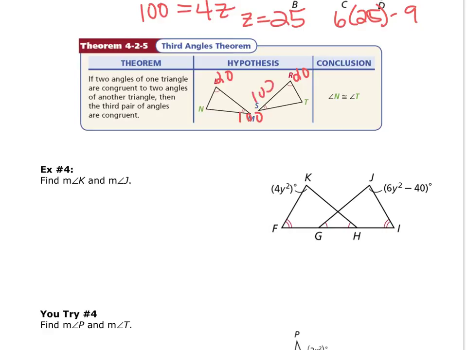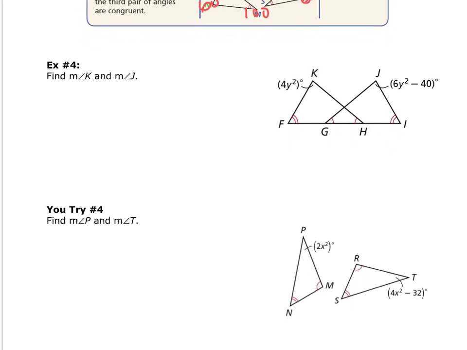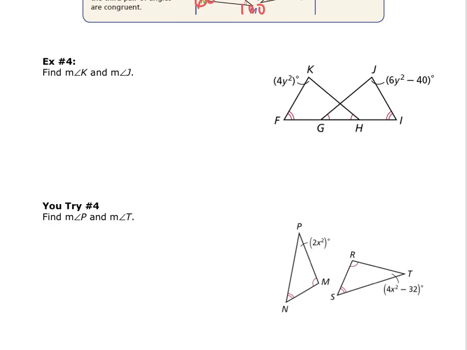Well, when I do 100 plus 20, I get 120. And then if the sum of it has to be 180, that means N has to be 60, and so does T. So you don't have to go through all that work, because if you have two angles of one triangle congruent to two of another, well, the third mathematically will have to be the same. So we're going to use that rule in order to solve equations.